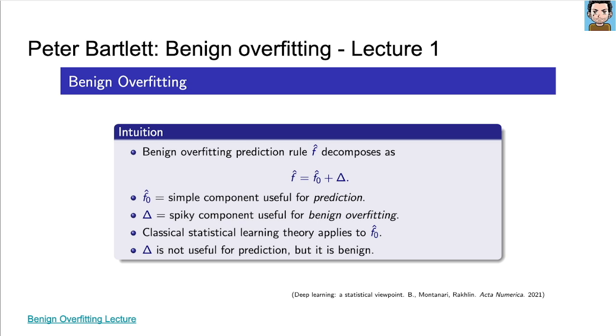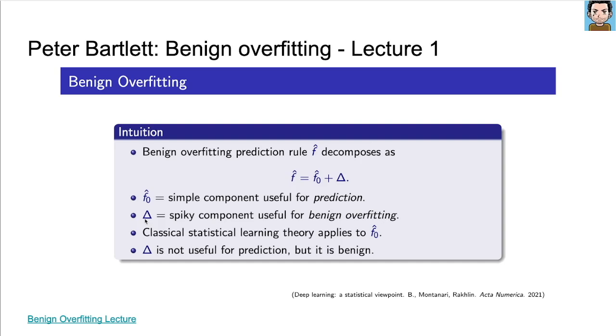Now I'm going to present the same intuition but using the resources I mentioned in the previous slides. For example, I'm using Peter Bartlett's slides here. This slide is about benign overfitting. It describes a model f hat as a combination of a simple component useful for prediction and a spiky component useful for benign overfitting. In different words, the simple component f naught helps the model generalize on the test distribution, while the spiky delta component helps the model achieve 0 loss on the train dataset.